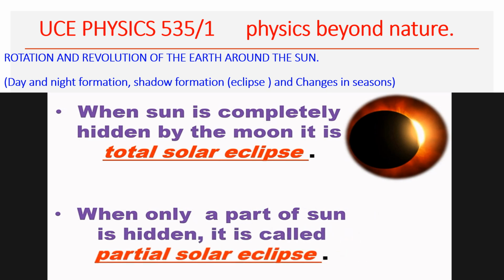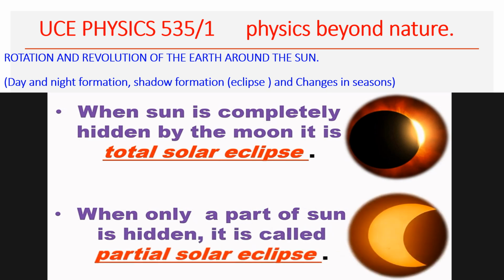When only a part of the Sun is hidden, it's called a partial eclipse, and that's what we mostly experience in Uganda. I think it once happened in northern Uganda, and this is partial, part of the Earth just experiences that darkness. Then here is darkness. I don't know whether it has ever happened, total solar eclipse, where the total Earth is in darkness. Okay, total solar eclipse.